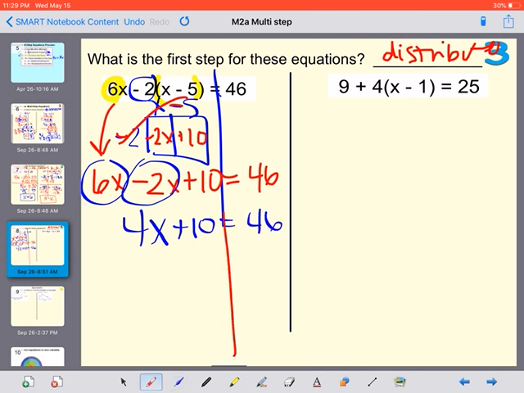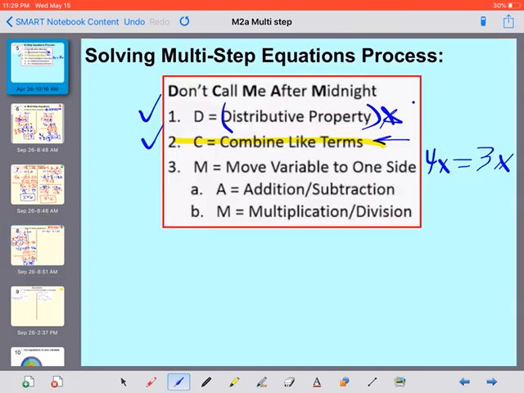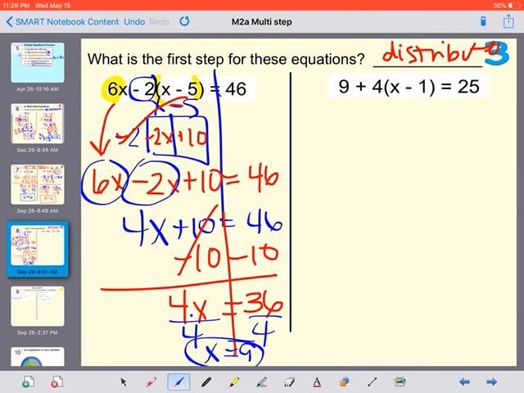Now, get rid of adding and subtracting. Subtract 10. And we have 4x equal to 36. And our last step, the opposite of multiply, is divide. Divide by 4. And x should give us 9. I did that a little bit quick, but I followed all of the steps right here. We distributed, then combined like terms, then got rid of adding and subtracting, and then multiplying and dividing.